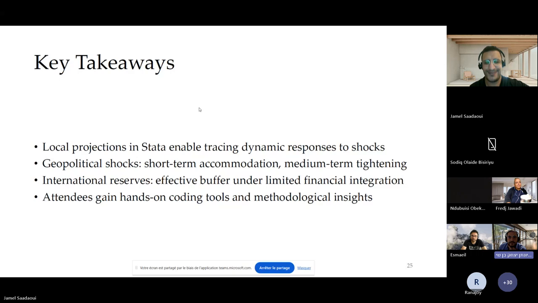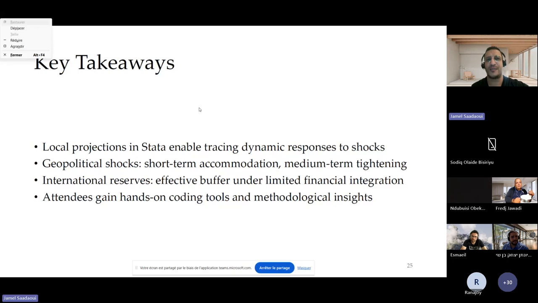Do we have any other questions? Okay, we have a question from Fred Jawadi. My question is, so do you recommend applying any test to see whether you have to apply constant local projection or time-varying local projection?